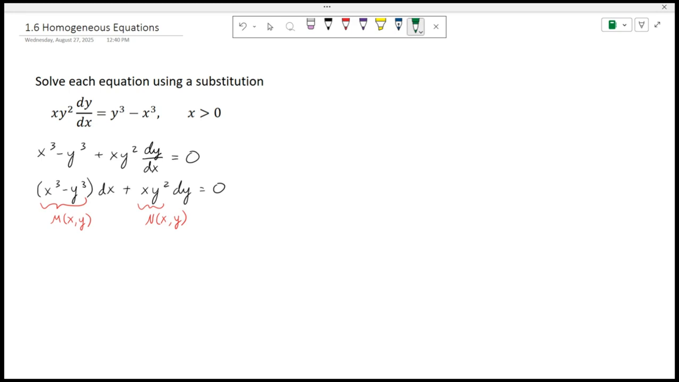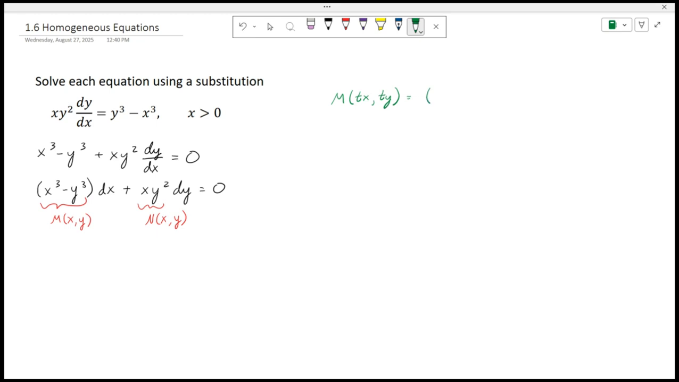Now, to check and see if each of those is actually homogeneous, I'm going to replace x and y in these functions with tx and ty. So I want to find M of tx, ty, and I want to see if I simplify this, I can factor out a power of t, and in fact, factor all of the t's out. So I'm replacing x and y with tx and ty.